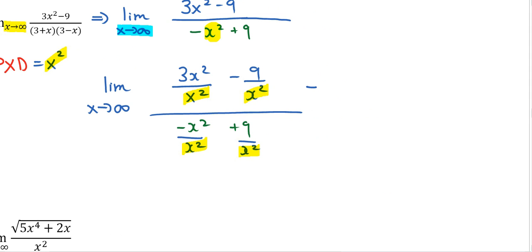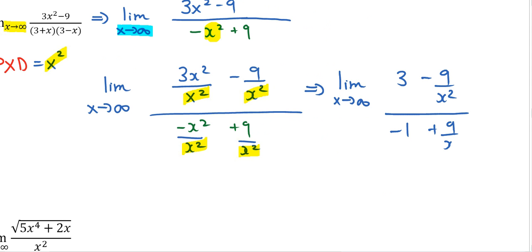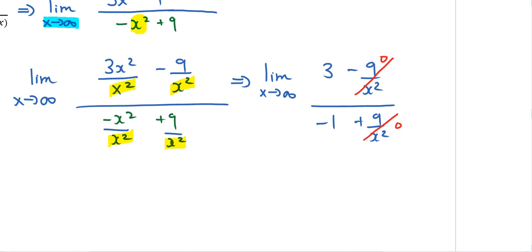If we simplify this, this will be the limit as x goes to infinity of 3 minus 9 over x squared, divided by negative 1 plus 9 over x squared. When we do a direct substitution here, you'll notice that these fractional expressions will just go to 0, because 9 over infinity is the same thing as getting 1 out of a million on a test, so those will be 0. Once you do that, you're left with 3 divided by minus 1, and your final answer here should be negative 3.